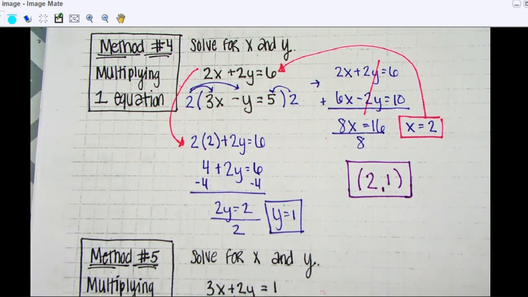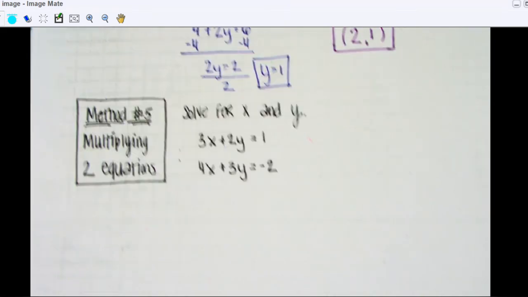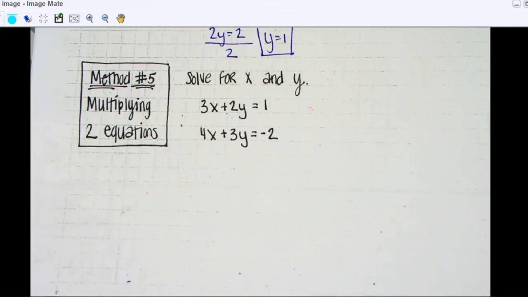So for the very last one, this is where you could potentially multiply both equations. So all of these are options. You don't have to do them all. It's just an option. So we've got 3x plus 2y equals 1, and 4x plus 3y equals negative 2. To do a problem like this, I can't do a clear elimination. I can't do a very simple substitution. I'd be getting a lot of fractions. And I can't just multiply one of those equations.